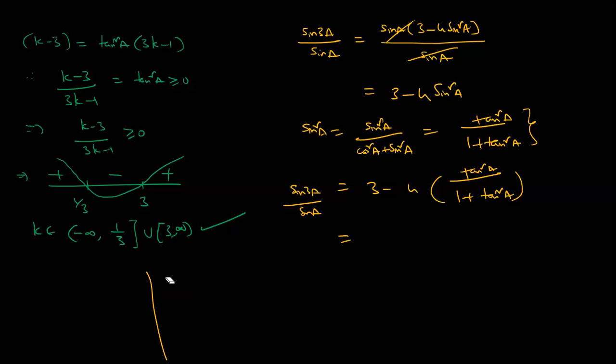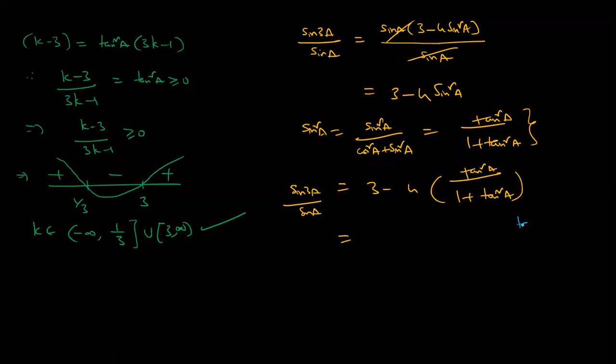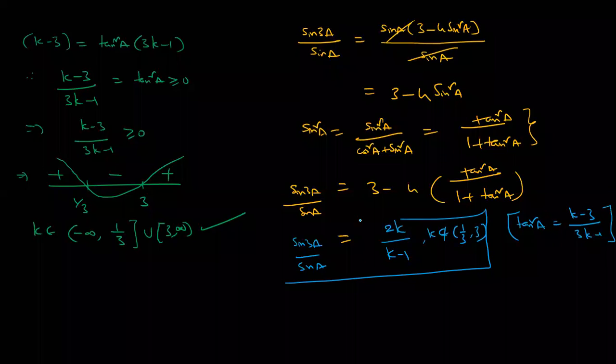Wait, I'm writing. So dear students, what is the value of tan square A here? K minus 3 by 3K minus 1. So put this value, dear students. What is the result coming? 2K by K minus 1 is coming. K must not be equal to 1 by 3, comma, 3. Check it. That is the answer, sin 3A by sin A. Simplify.